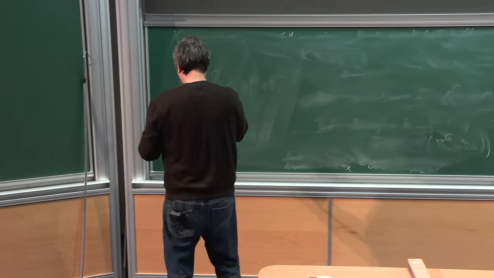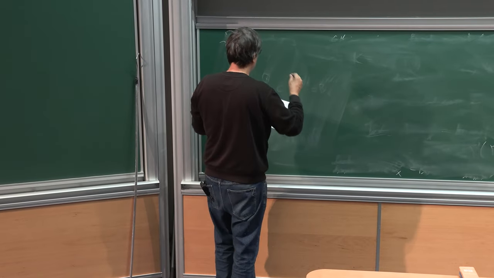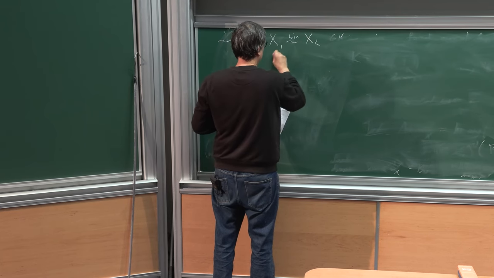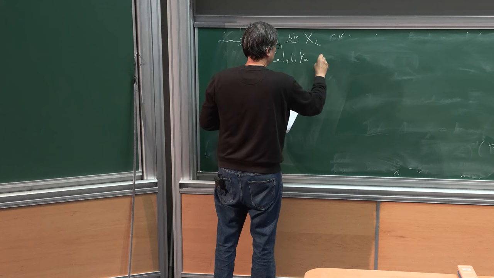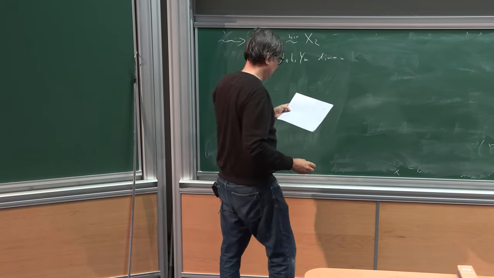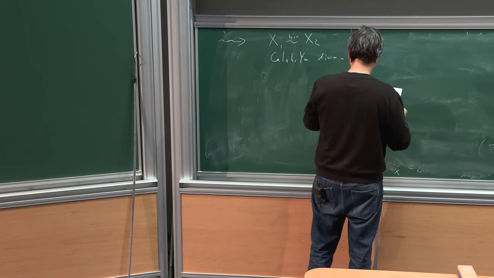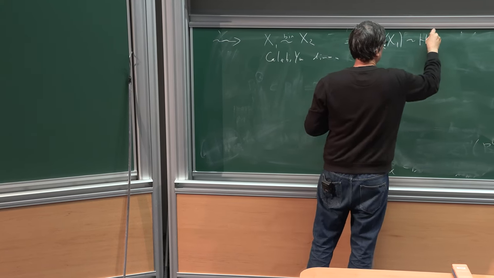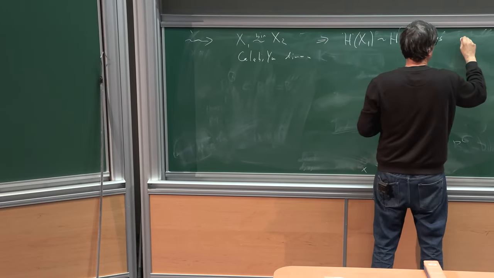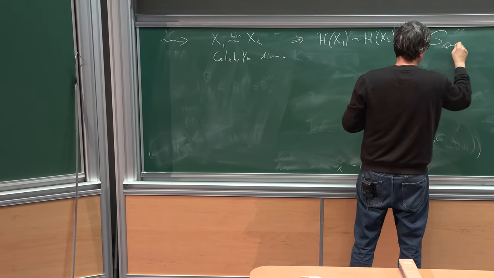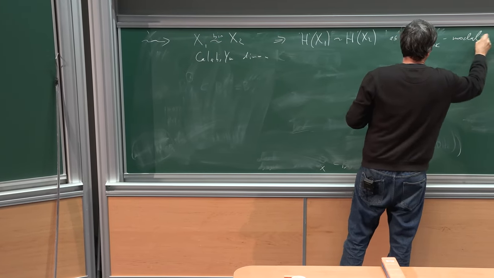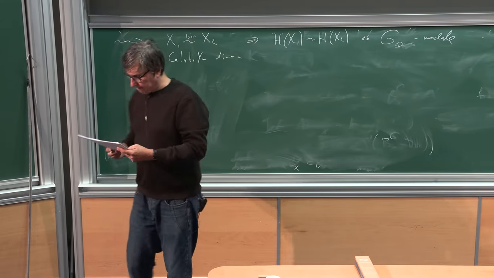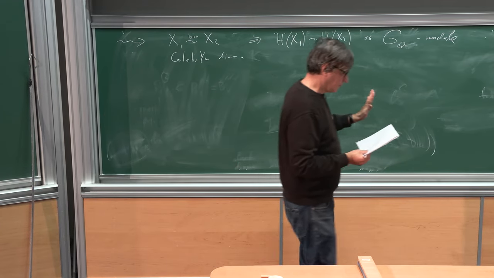And now one can immediately get a corollary. Suppose we have two birationally equivalent Calabi-Yau varieties of a certain dimension n. Then the cohomology of X1 is isomorphic to the cohomology of X2 as a G-module. Formally I have to make this extension of modules, but in fact one can forget about that here. Let me tell you what's going on.